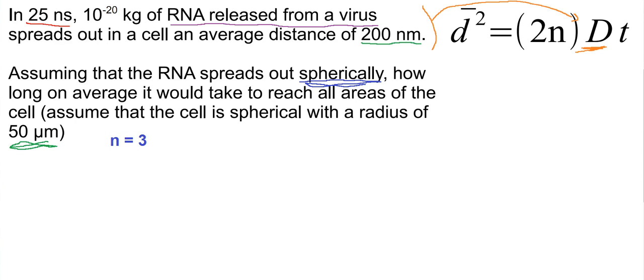Now, using the first set of numbers that we've been provided with up here in this first paragraph, what we've been told here is that d here is 200 nanometers. And this is the average amount it's spreading. So for our d squared in our equation, we're going to have to square this. Now, this is going to be equal to 2 times n. 2 is just a number. n is 3. So this becomes 6. This is then multiplied by the diffusion coefficient, which we can then find. And we're given the time over which it occurs.